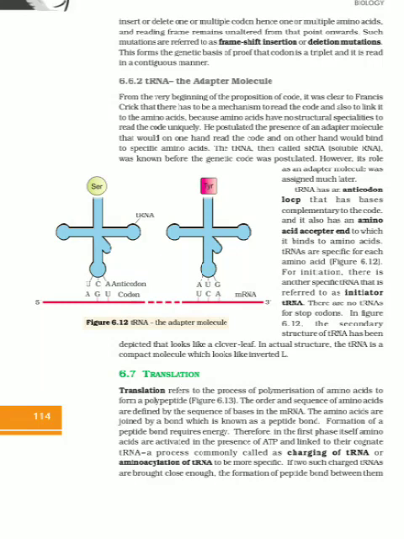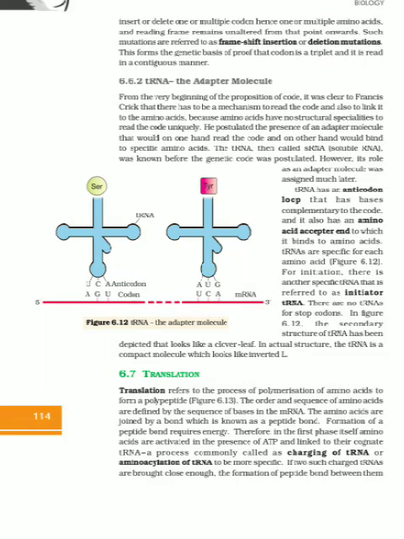tRNA, the adapter molecule. From the very beginning of the proposition of the code, it was clear to Francis Crick that there has to be a mechanism to read the code and also to link it to amino acids, because amino acids have no structural specialties to read the code uniquely. He postulated the presence of an adapter molecule that would, on one hand, read the code and, on the other hand, bind to specific amino acids.